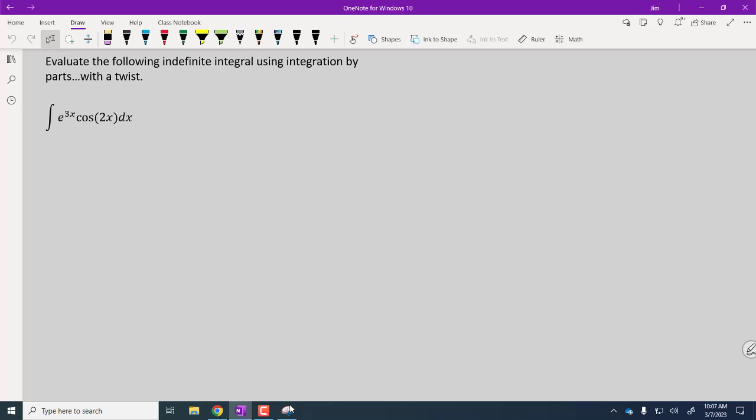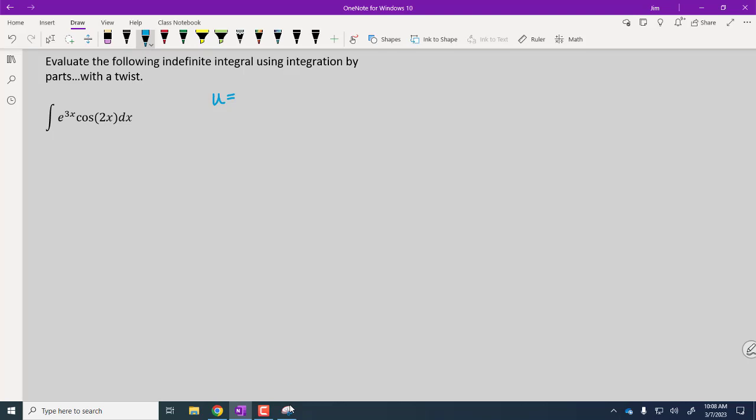So hopefully you're seeing by now that we get this twist when we have two functions that differentiate or integrate cyclically. The derivative of sine is cosine, derivative of that is back to sine, so it's cycling between sine and cosine, and e to the x cycling between e to the x repeatedly. That's when we're going to get the twist thing. So let's go ahead and do one with a twist. And the nice thing about the twist is that it doesn't matter which function you choose for u and which function you choose for dv.